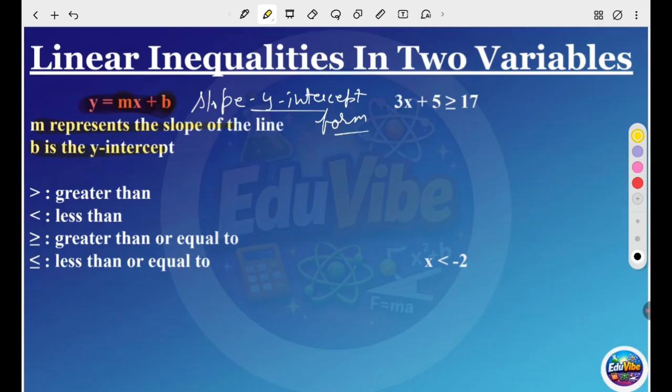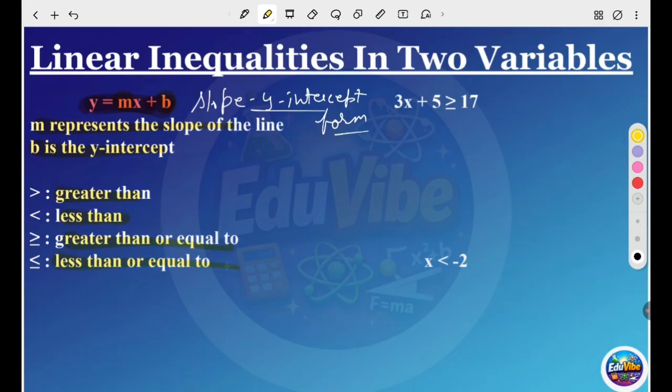So in inequalities, the equal sign changes to an inequality sign. There are four types of inequalities. The first one is greater than, then less than, greater than or equal to, and less than or equal to. These four we know, and we use these four in linear inequalities and quadratic inequalities with the same type of form.